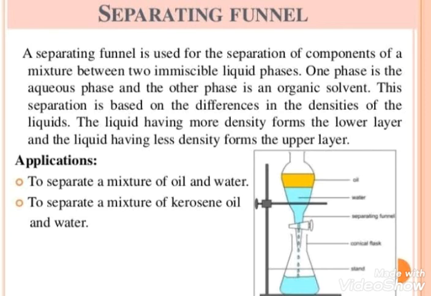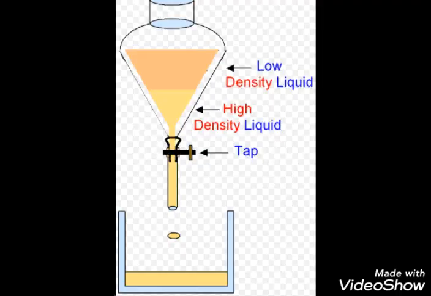You can see the separating funnel is used when two immiscible liquids having different densities are to be separated. You can see from the figure. In this figure, you can see the low density liquid is at the top and the high density liquid is at the bottom. So in this way we can separate the liquid and the organic solvent.